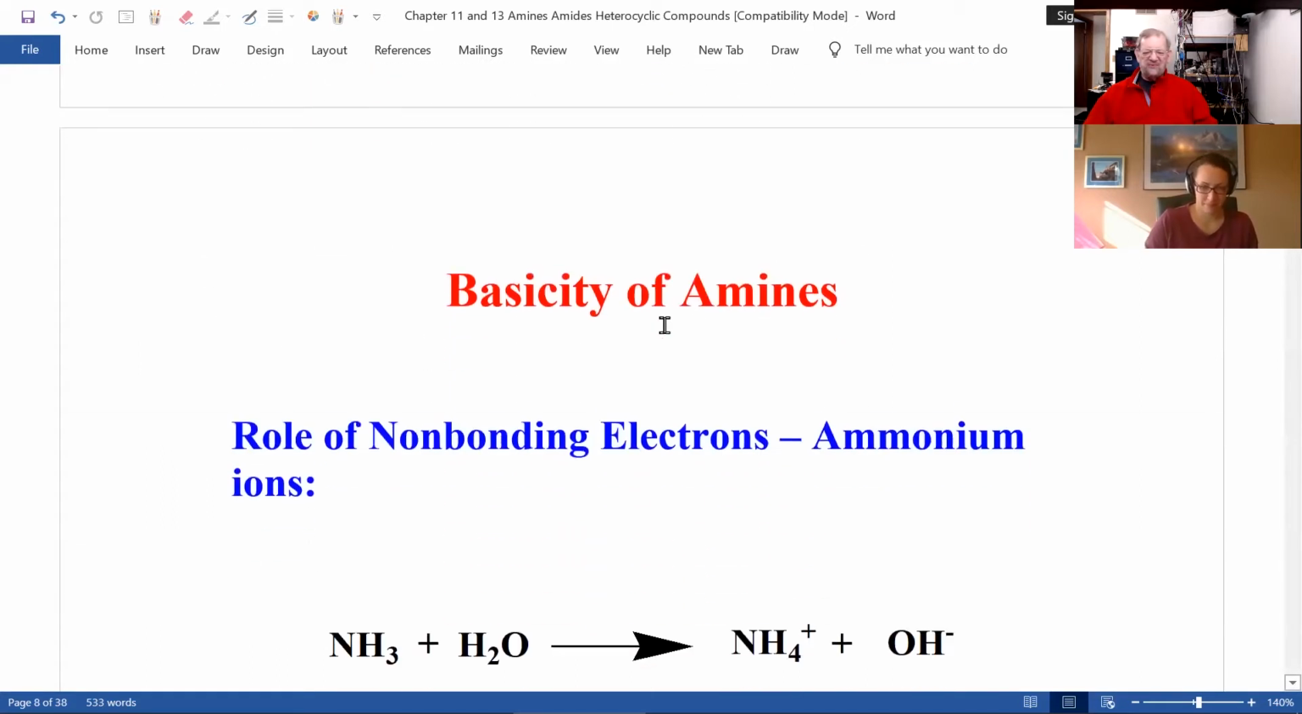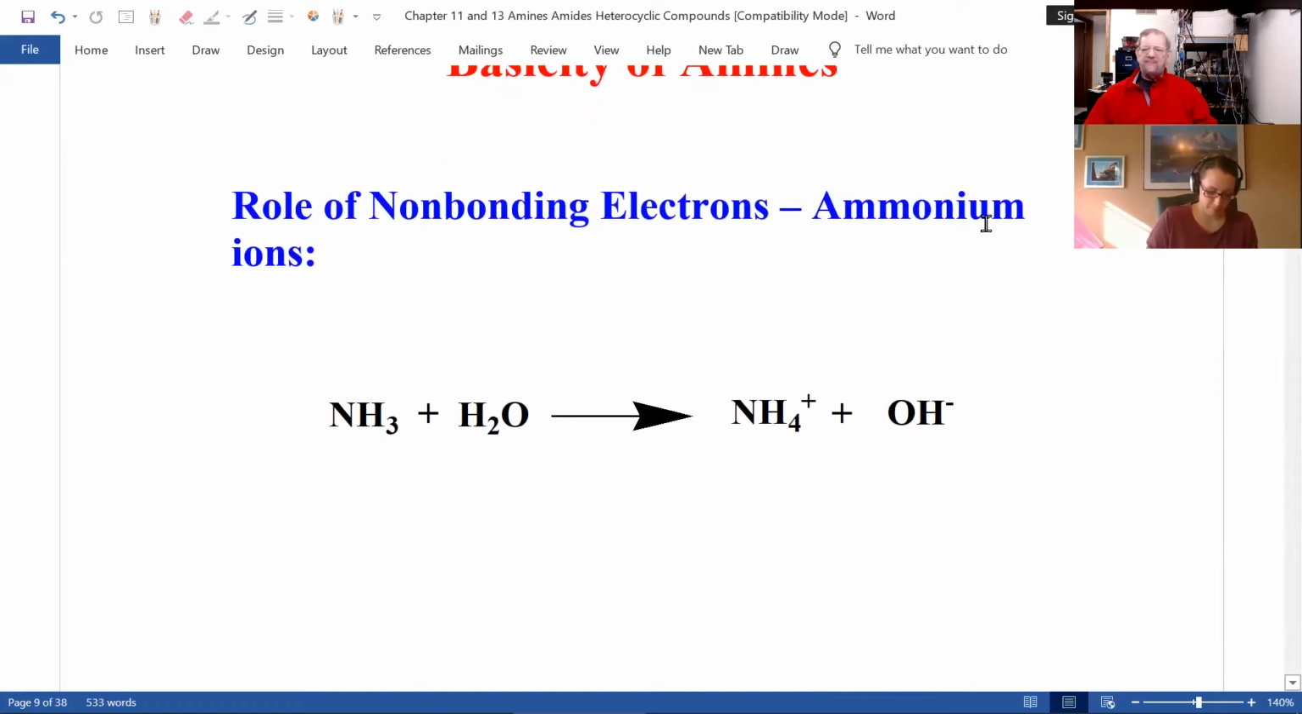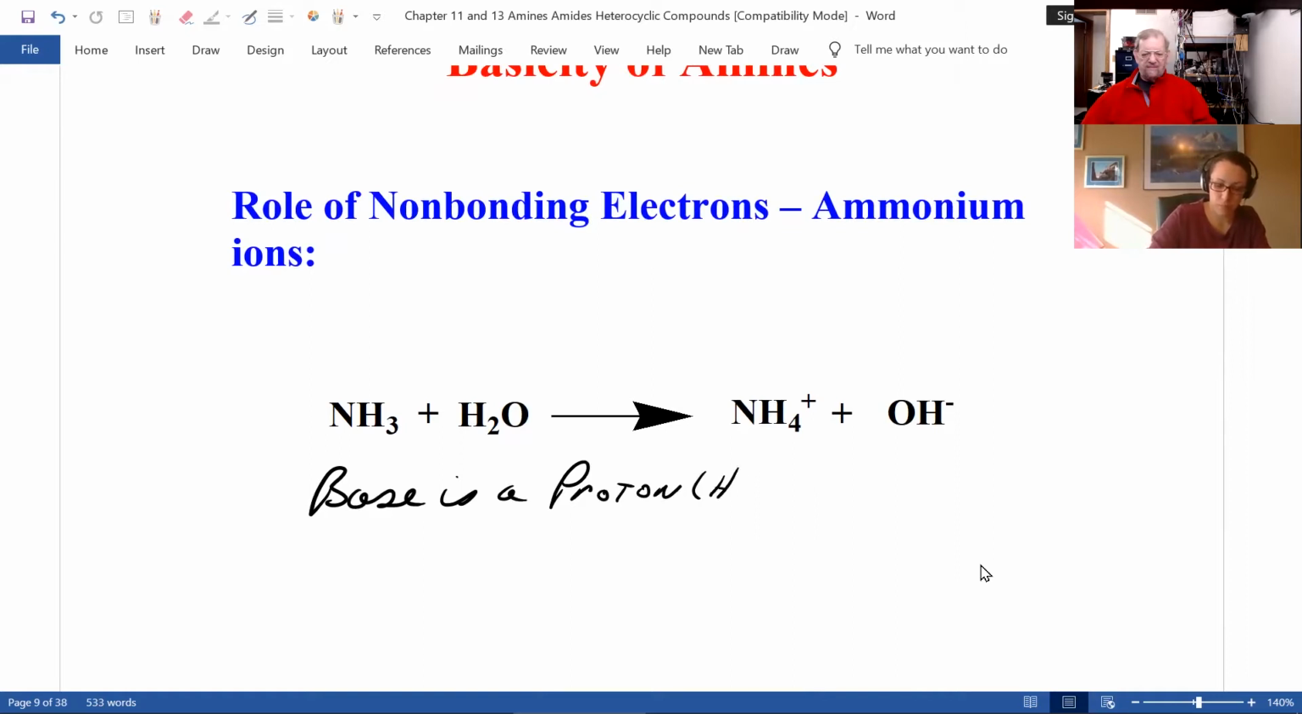Nope. Let's move on. Now, back when you took general chemistry, you learned about acids and bases. A base is a proton acceptor. And that's the definition of a Bronsted-Lowry base. Acid is a proton donor.